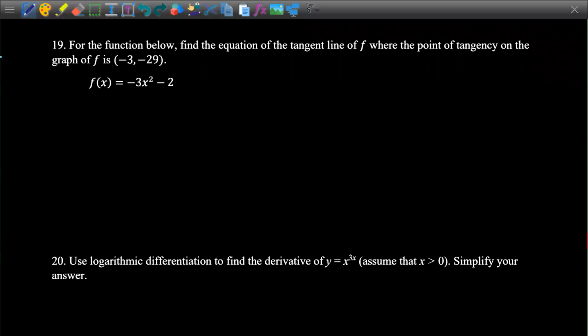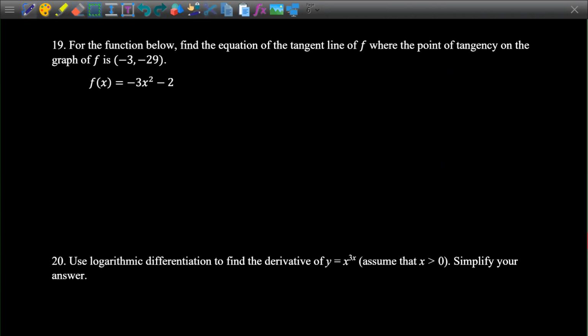Okay, number 19. For this function shown, find the equation of the tangent line where the point of tangency on the graph of f is minus 3, minus 29. So you can graph this function, but whatever it is, there's a point given, and there'll be a certain tangent line to that point, and we just want to find the equation of that line. That's not necessarily the situation we have. It's just an example sketch.